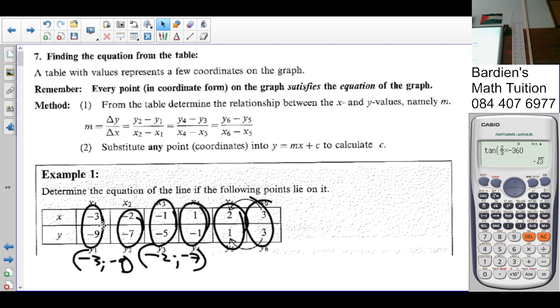Not so? No, don't throw it. This is an example.